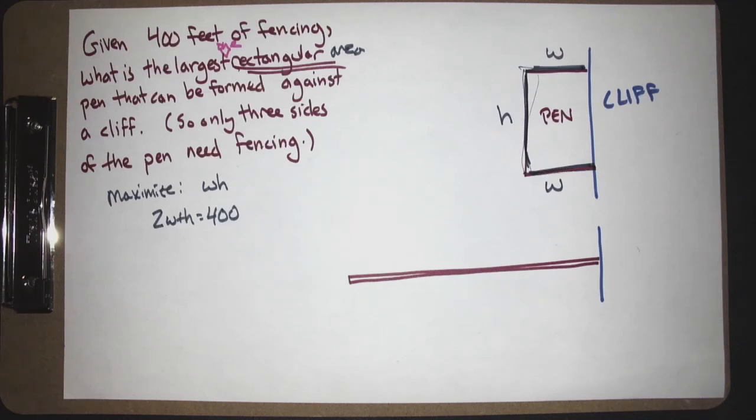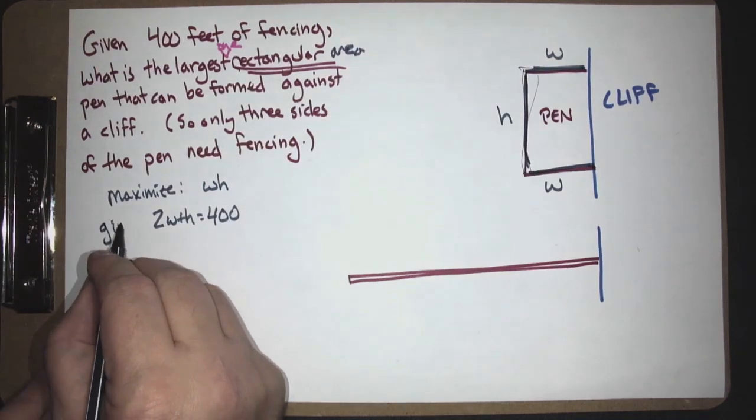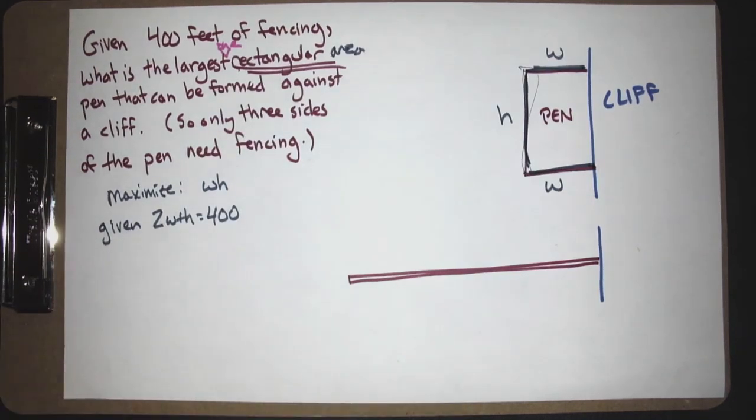Now, our goal is to get down to one variable. How do we do this? Solve the given for the variable. Okay, so we can take our relationship and solve for one of the variables. Good. Does it matter which one we solve for? No. But we're going to solve for H. Why are we going to solve for H?